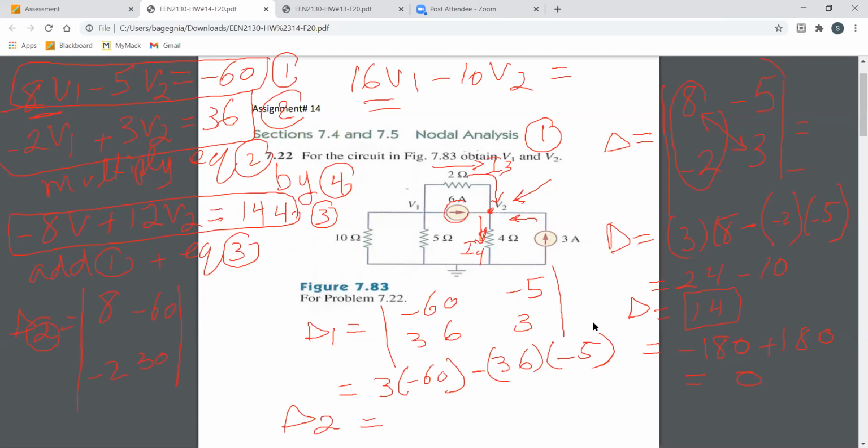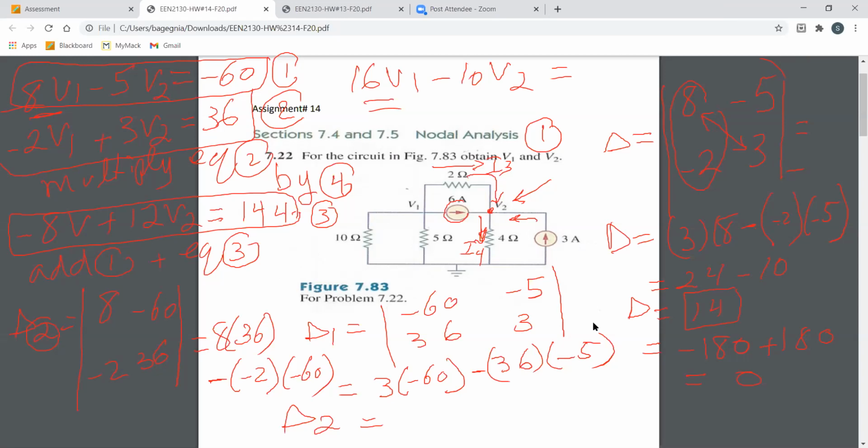Okay, so again, it will be 8 times 36 minus, again, don't forget the minus, the first minus. And then we have minus 2 and minus 60. I hope that we don't make a mistake in the first solution here, because you see that one of the answers will be 0. Maybe V2 will be 0 or V1.